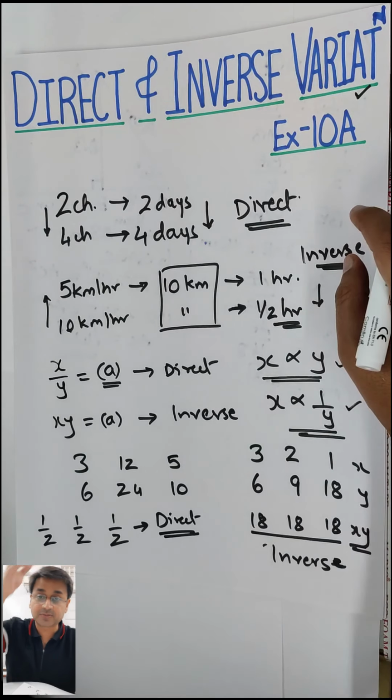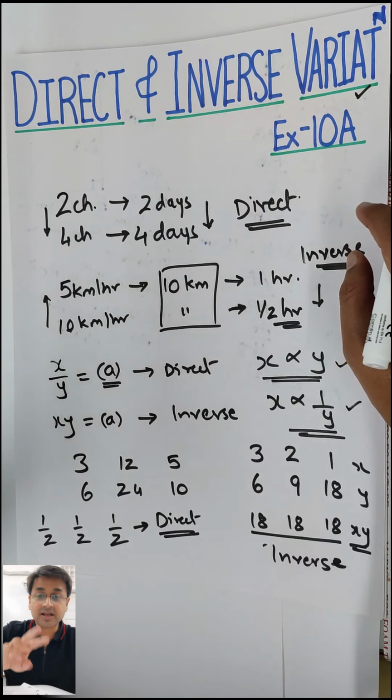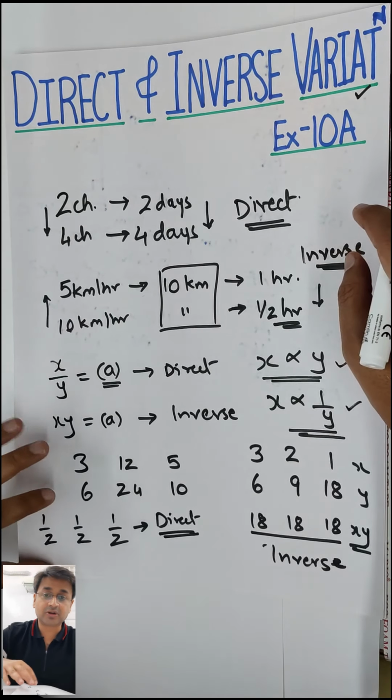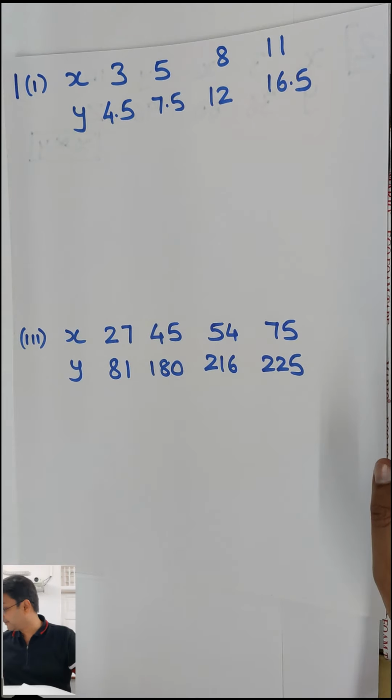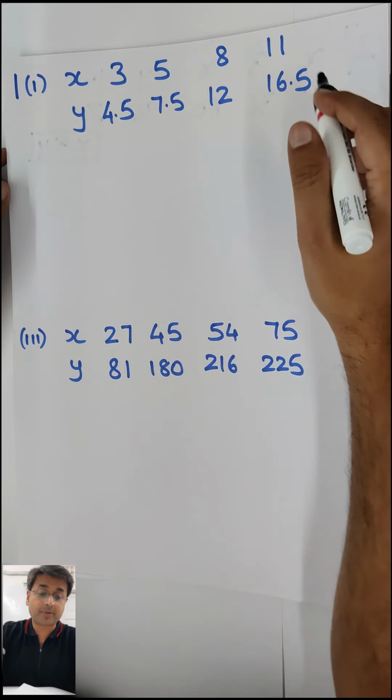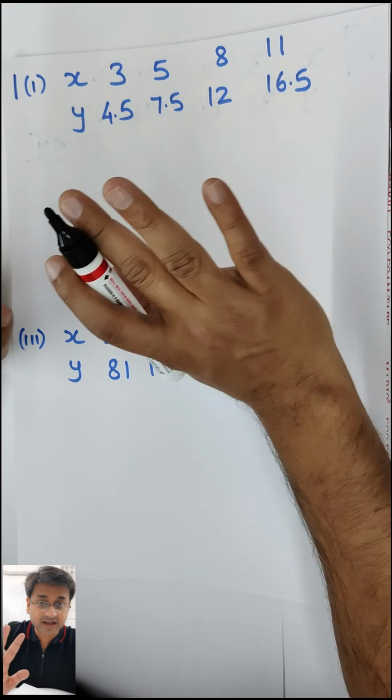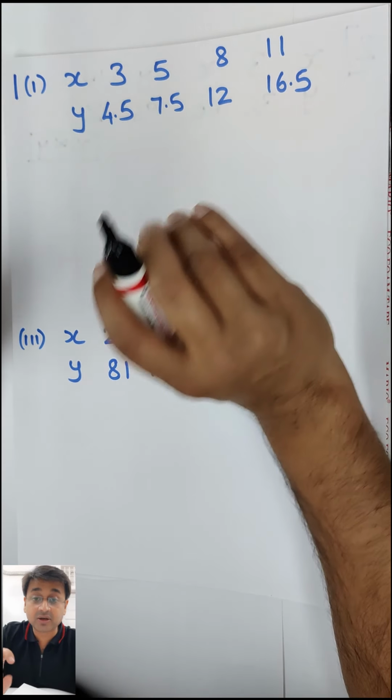The first exercise is purely based on direct variation. Second one is inverse, and third one is a mix of both. So let's look into the first exercise and see if we can identify the stuff as they are. Sum number 1, part 1, they say identify whether it is a direct variation. Only direct. You don't have to say whether it is inverse or anything, only direct.